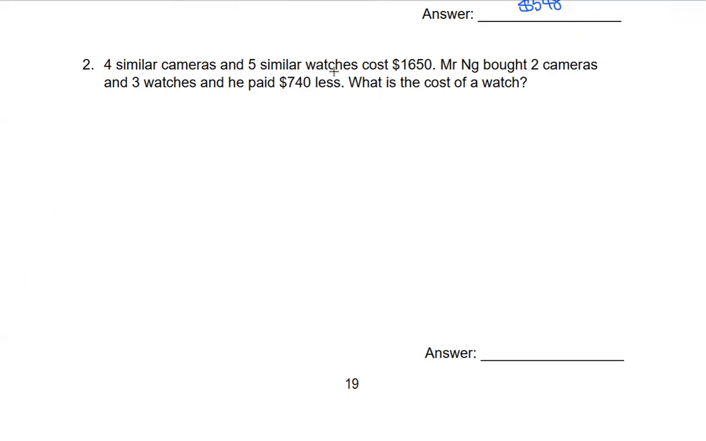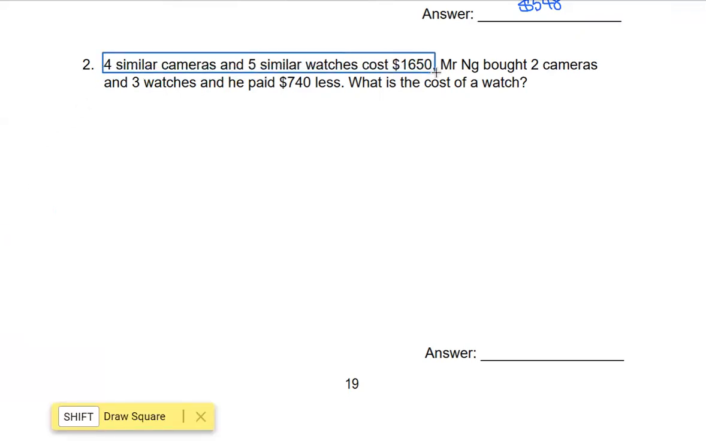So I'm just going to write it down as an equation first. 4 similar cameras and 5 similar watches cost $1,650. I'll write it as an equation: 4 cameras plus 5 watches equals 1,650. Because I do not know which one costs more or which one costs less, I do not know whether it is the watch or the camera that costs more. So I can't draw a model based on this sentence yet.